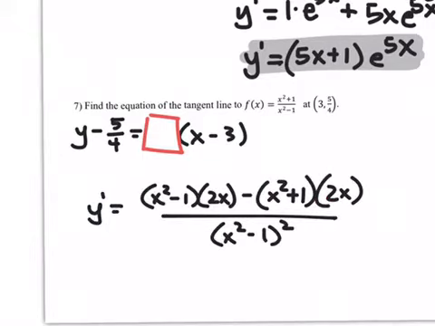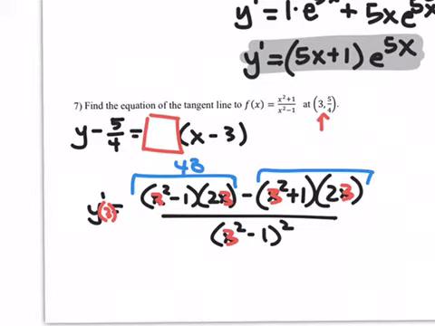Okay, so here is the quotient rule for y prime. So if I want y prime of 3, I'm going to plug a 3 in each of these places for x. And let's simplify. So this term right here would be 6 times 8, which is 48. Okay, this term right here would be 10 times 6, which would be 60. This term right here would be, it looks like 9 minus 1, which is 8 squared, which would be 64.